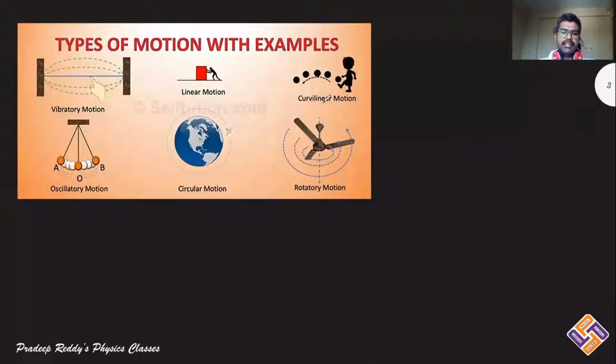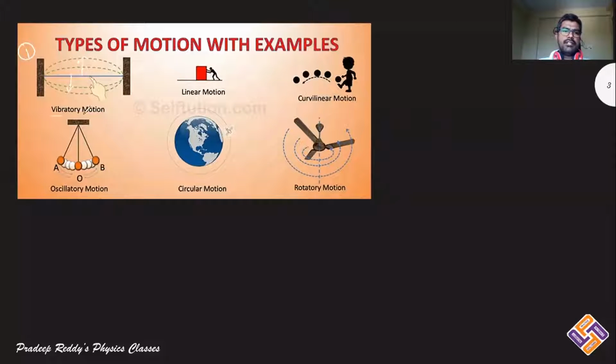Now let us see different types of motion with some examples. This is number one. See here, a string is tightened in between two walls. This is one wall and this is the other wall, and you are taking the string and plucking it and leaving it. When you pluck this string, the string will vibrate. It goes up and it comes down.